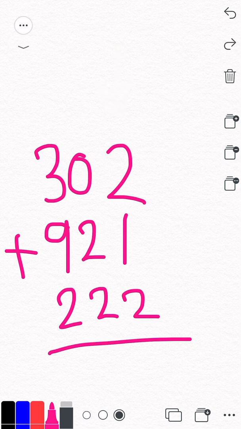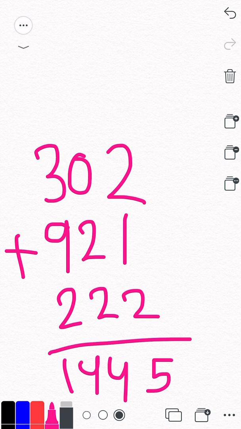So 2 plus 1 equals 3, plus 2 equals 5. 0 plus 2 equals 2, plus 2 equals 4. 3 plus 9 equals 12, plus 2 equals 14. And that's called the written method, and that's the way we add more than two numbers.